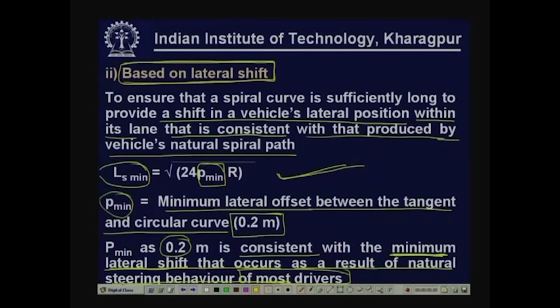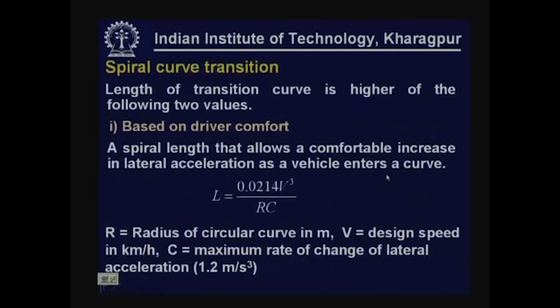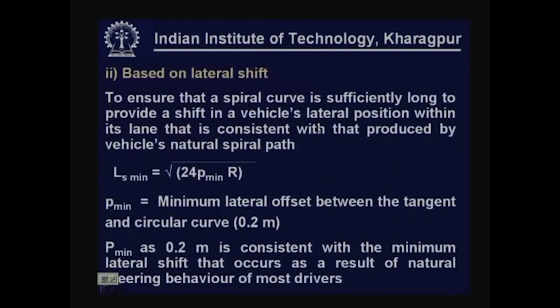Now, considering both these aspects, that means considering the driver comfort, we calculate the length of curve, and considering the lateral shift, we calculate the length of curve, and whichever gives us the higher value is to be taken as the minimum acceptable length of spiral.